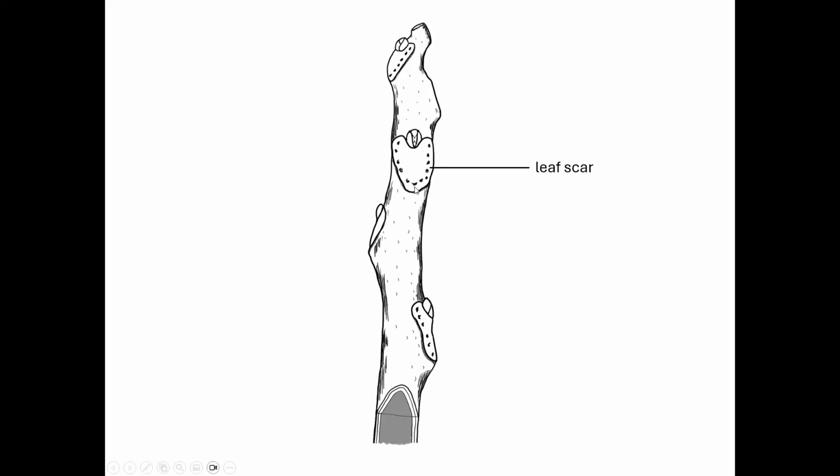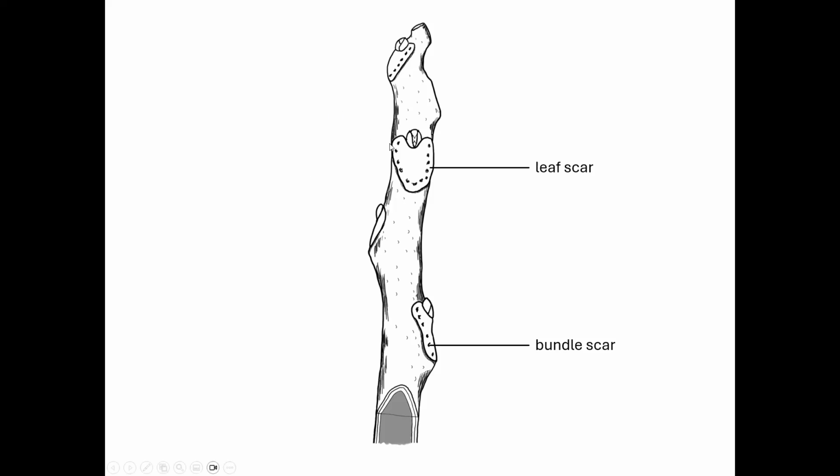But what is going on inside this leaf scar, this very strange pattern? Well, those little dots are what we call bundle scars, and they are actually the remnants of the vascular tissue that would have moved from the stem and into the leaf. When the leaf fell off, that vascular tissue also left a scar.